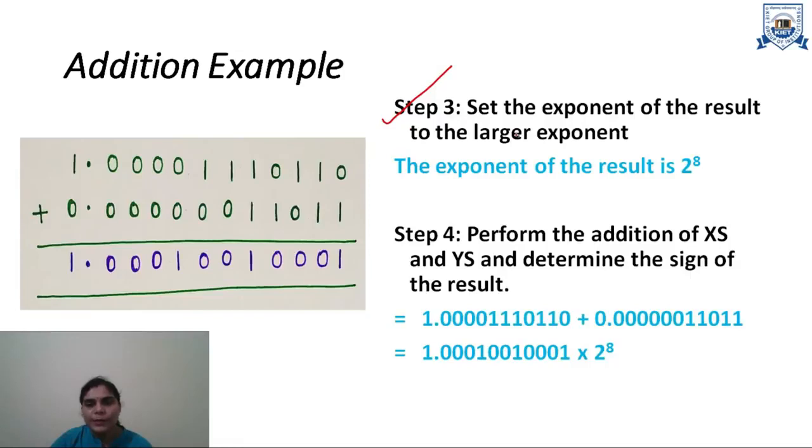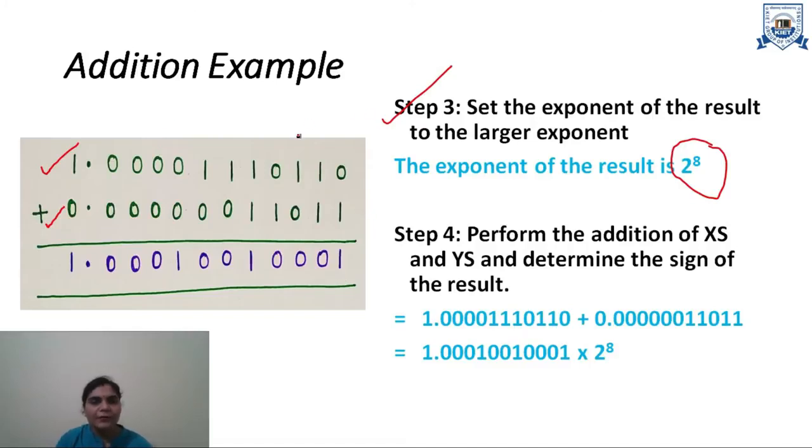Now the third step is to set the exponent of the result to the larger exponent. We have the larger exponent, 2 to the power 8. So the exponent of the result will be 2 to the power 8. Now we will perform the addition of the significands of both the numbers. The significand of the first number is this, and the significand of the second number, which has been manipulated, is given here. Now we will add the numbers.